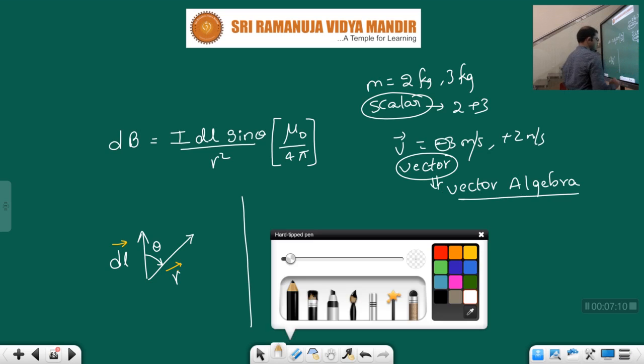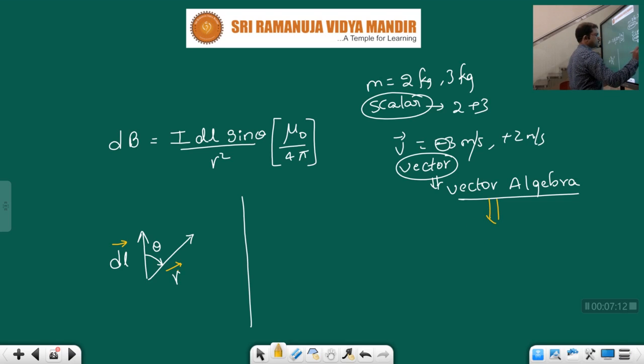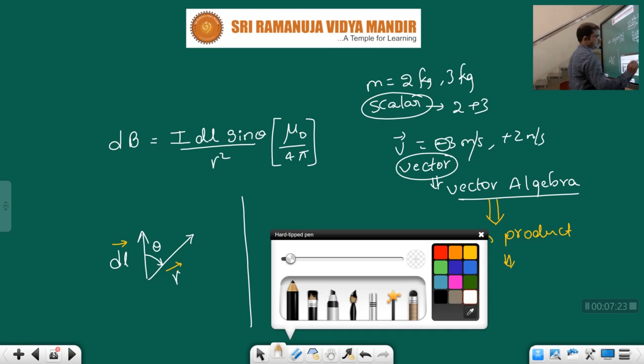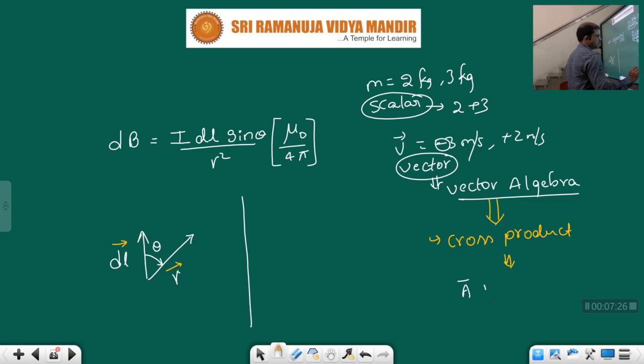In vector algebra, children, we have one important thing, that is the cross product. Cross product is nothing but, suppose we have two vectors, a bar and b bar. If you want to find the resultant, if you do the product of a bar and b bar, but which product? Cross. Then what is the formula, children? AB sin theta.